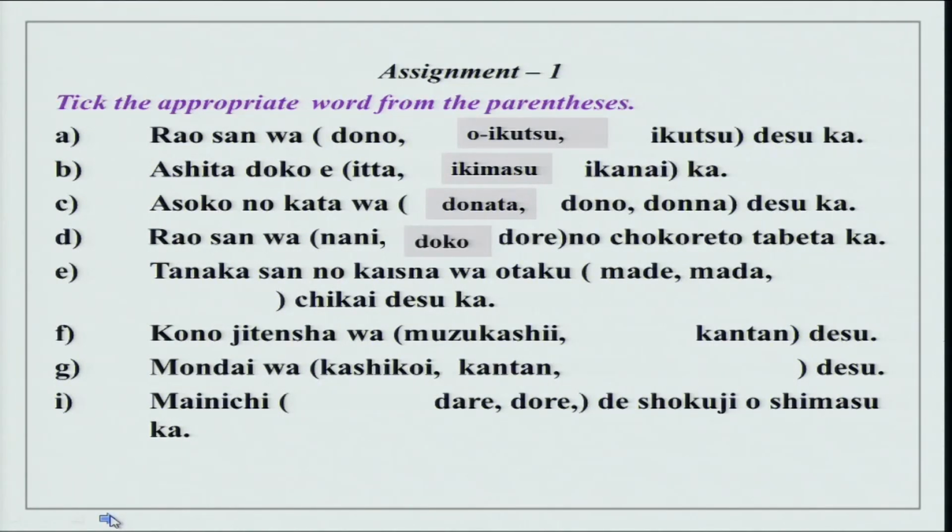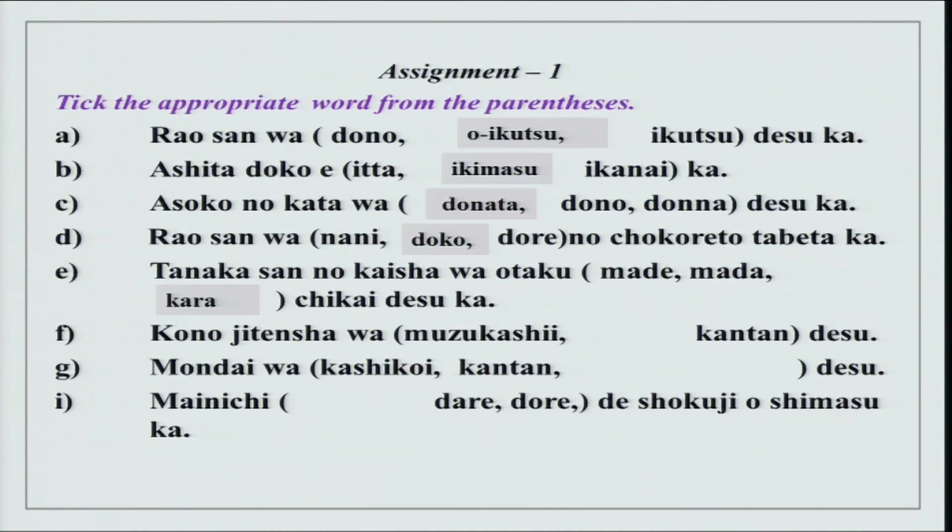Then we have Rao-san wa doko no chocolate tabeta ka? Doko is where. From where. Tabemashita ka? Plain form tabeta. Tanaka-san no kaisha wa otaku kara chikai desu ka? Otaku is again polite for uchi. My house, one's own house is uchi, and someone else's house is otaku.